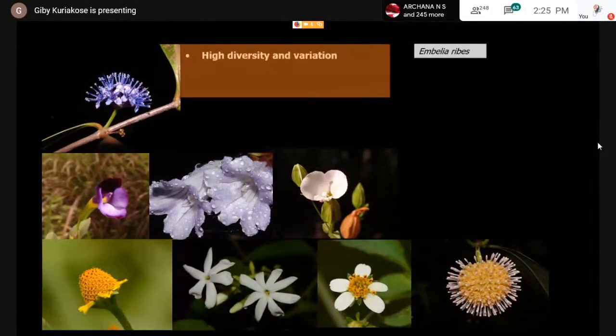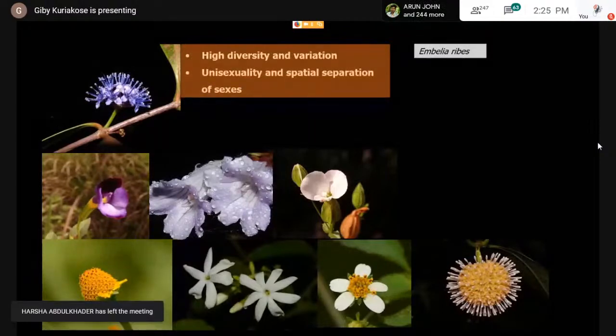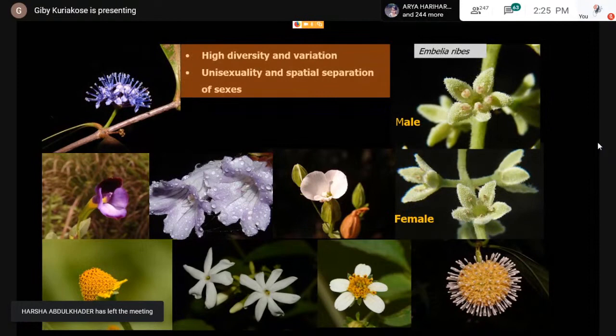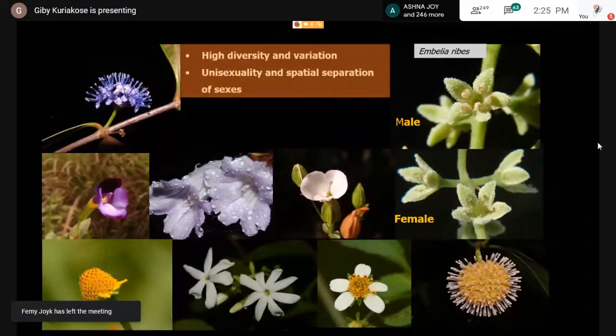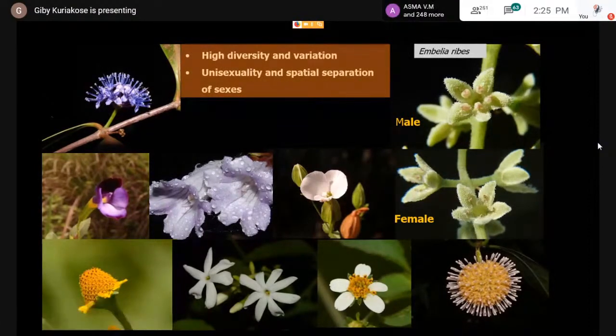And another thing is that not only high diversity and variation, but also unisexuality and spatial separation of sexes. So, for example, Embelia ribes is a unisexual plant. It may be a monoecious or polygamo-dioecious plant, but if you are getting a male plant alone and no characters are available to you about the female plant, then you will be in trouble, because in keys there might be characters of both males and females described. So especially when you deal with families such as Euphorbiaceae and Lauraceae, it is very difficult.